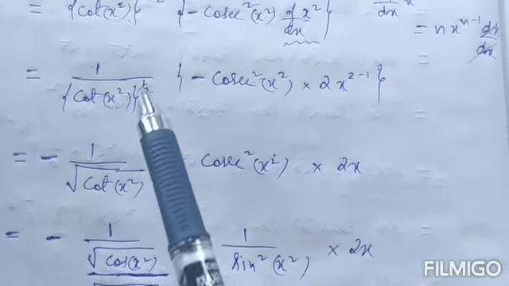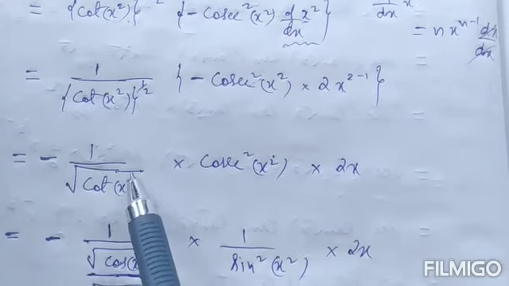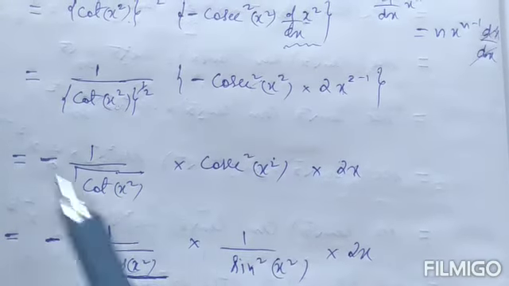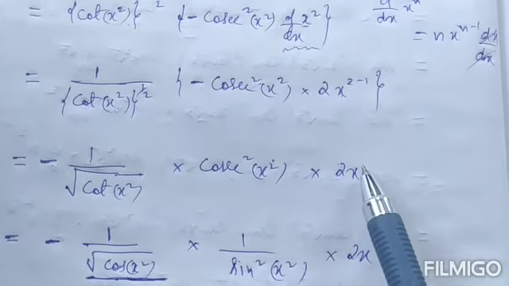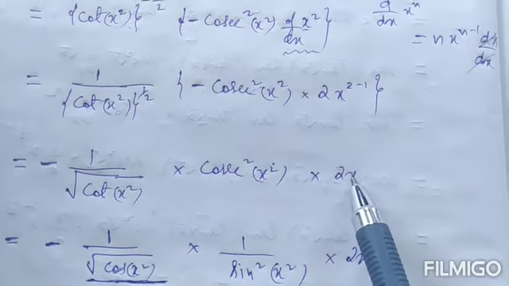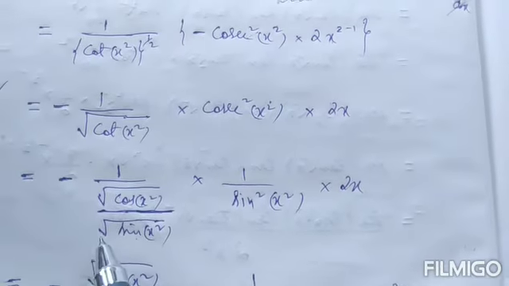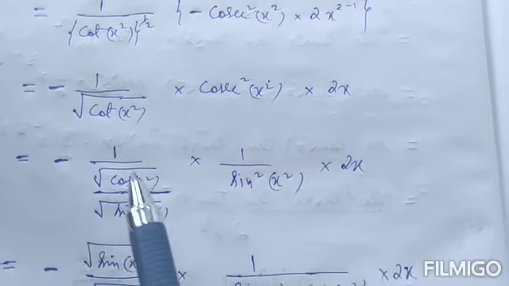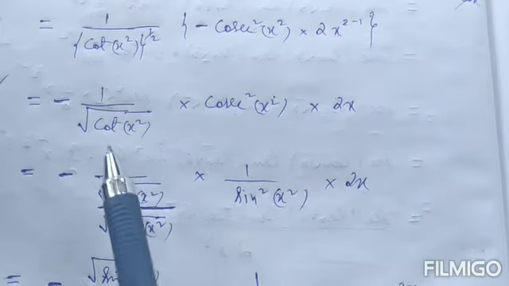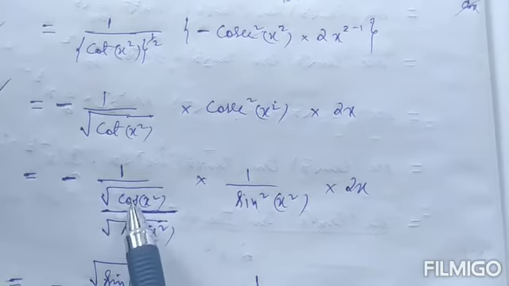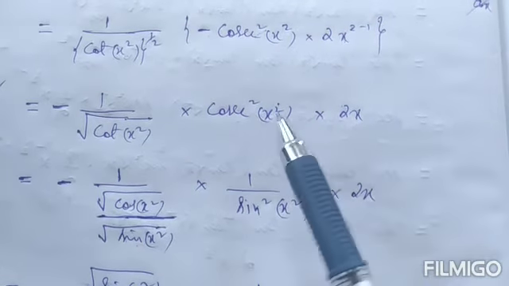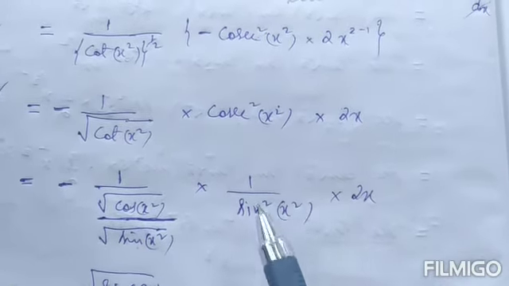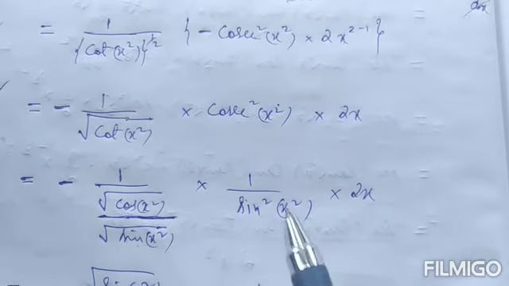And then in the next line, 1 by 2, I write it as square root only. Minus, I bring it in front. Cosec square x square remains the same. x power 2 minus 1 will have 1 only, that means it will remain x only. Then in the next line, 1 divided by cot is cos by sine. So I'll have square root of cos divided by square root of sine. Then the cosec reciprocal formula is 1 by sine. That means I'll have 1 by sine square x square, and then 2x remains the same.